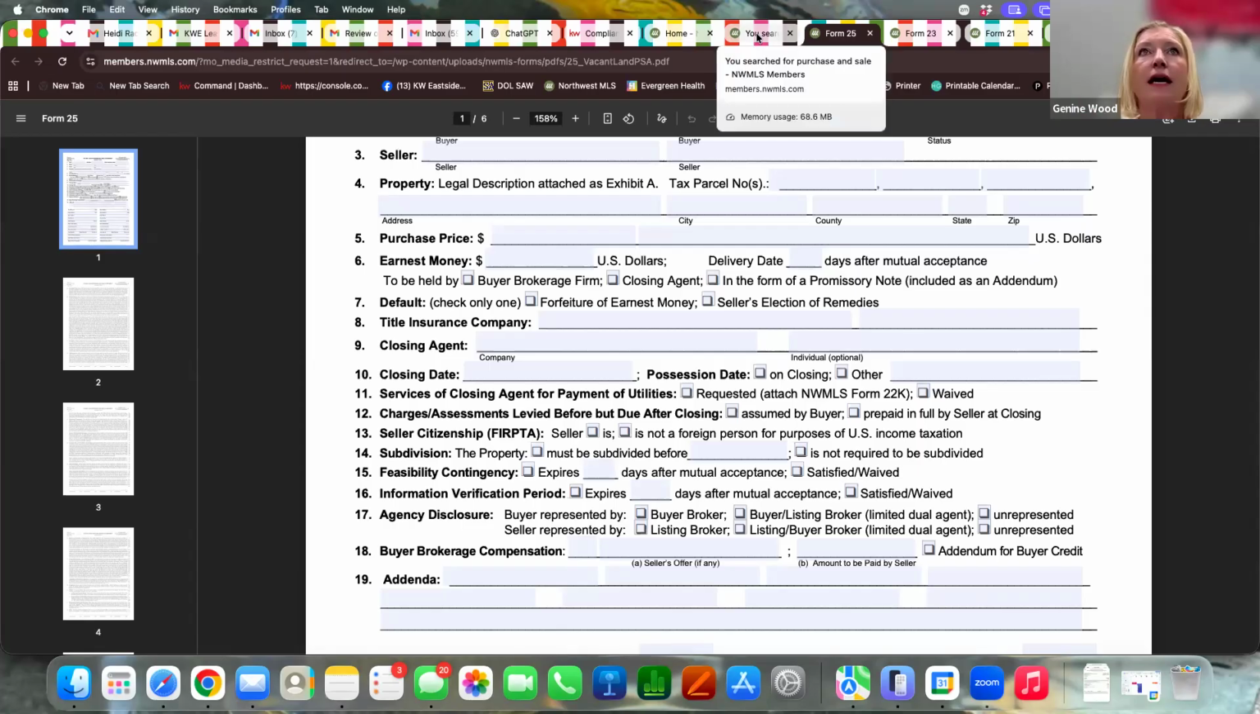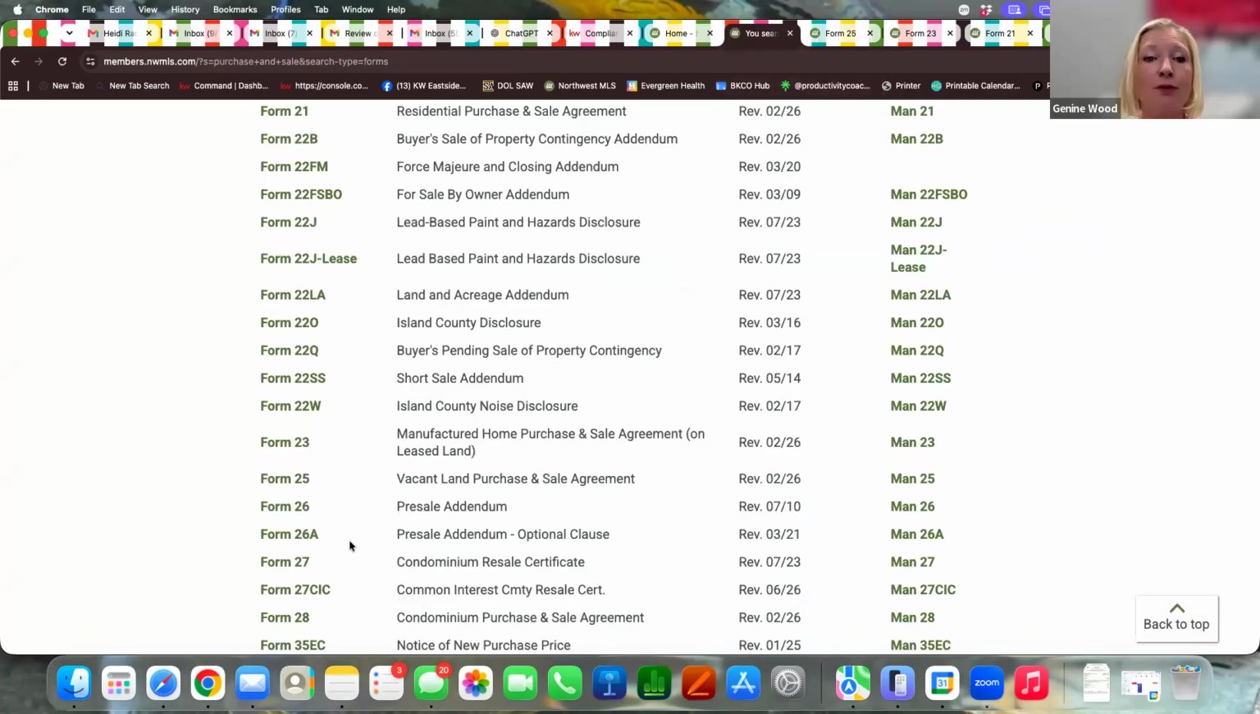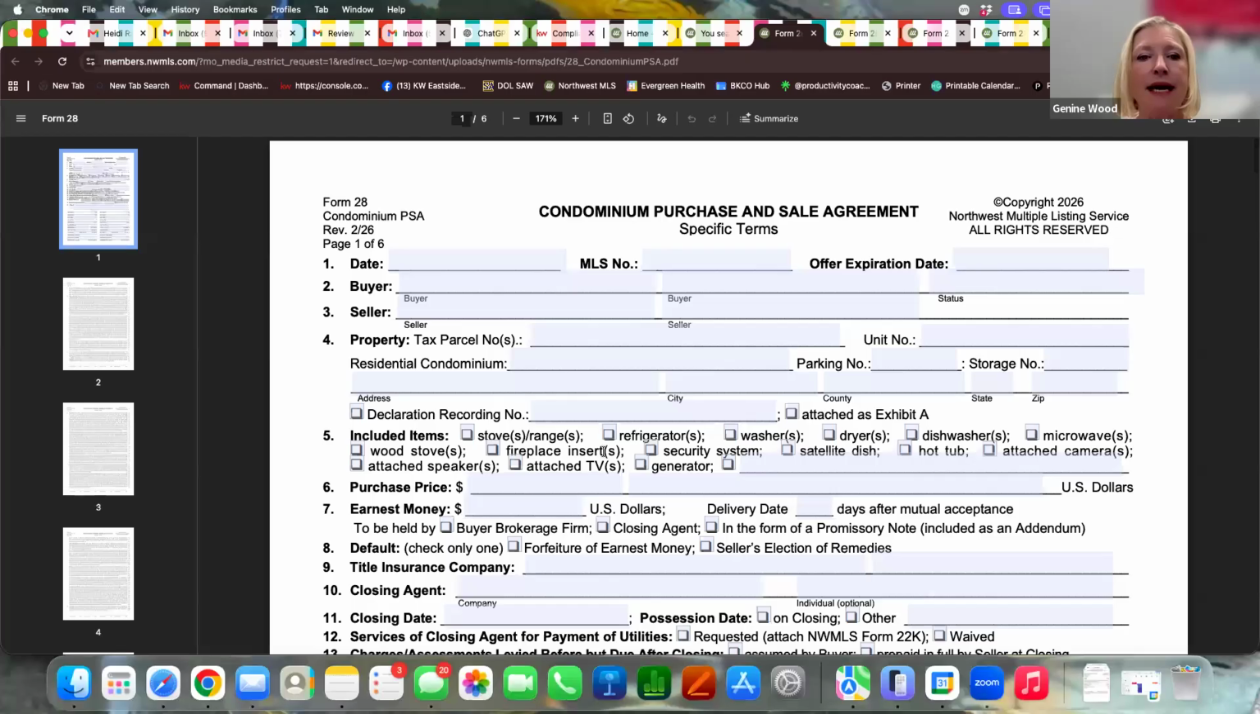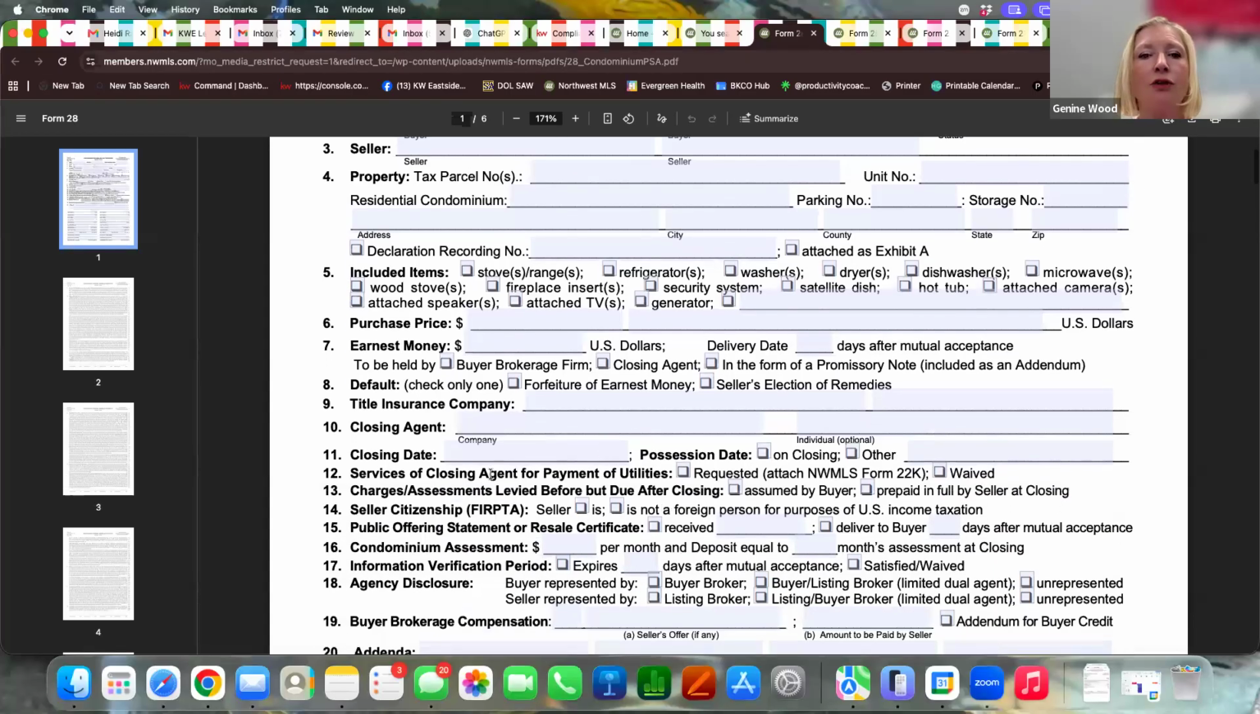Okay, that gives us 28 as our last purchase and sale form, condominium. So this is going to have some other nuances. The top is going to be the same. We're going to get all the way down to line 15, or specific terms 15 and 16. Those are items that are not on a 21, a 23, or 25. They talk about a public offering statement or resale certificate.